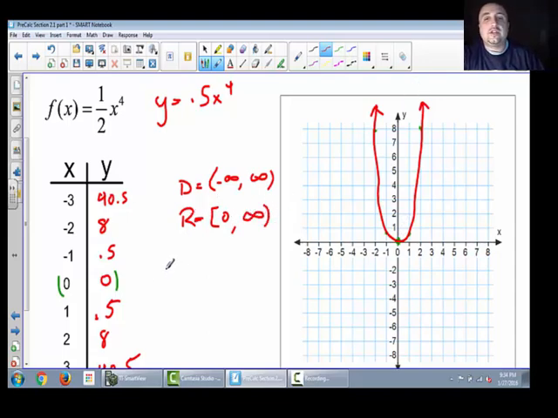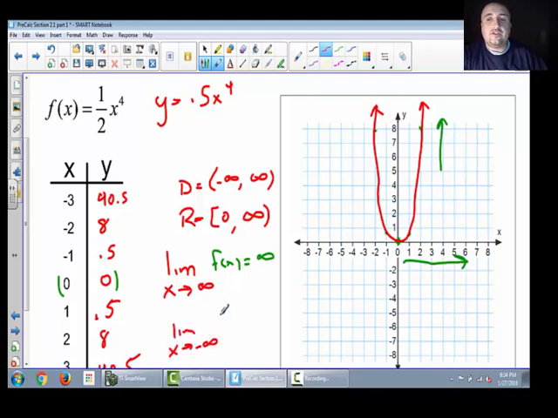Okay, let's do a little bit of end behavior. The limit as x approaches infinity. As the x values are getting bigger, what's my y doing? You can see it's going off the screen. So f of x is equal to positive infinity. Let's do the other direction. What happens if we take the limit as x approaches negative infinity? As x is getting smaller, what's my graph doing? It's also going up and off the screen. So f of x is equal to positive infinity as well.